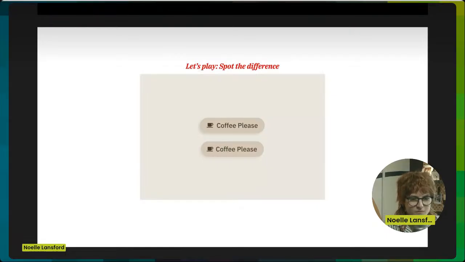I'll give you just a moment while I refill on my coffee. Okay. Let's figure out what the differences are. They look pretty similar, right? But in this case, we have a drop shadow opacity difference. We have a different spacing between the icon and the text. And we have different padding on each side.